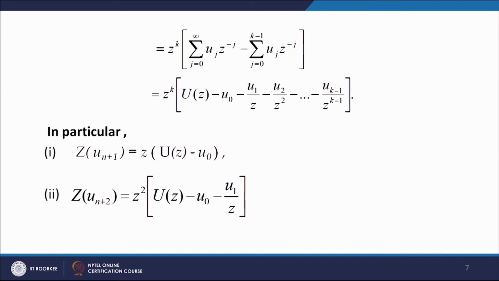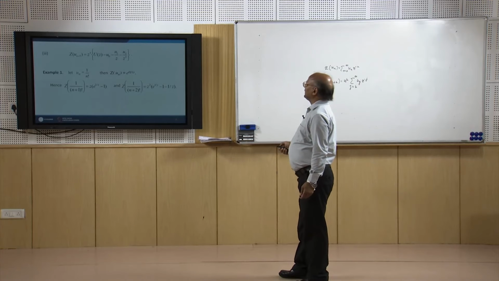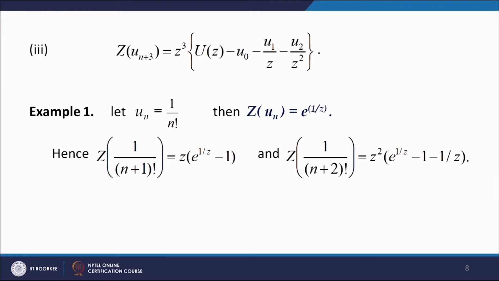Now, in particular, suppose we want to get the value of Z of u_{n+1}. So, take k equal to 1 in this expression. So, Z of u_{n+1} will be z times U(z) minus u_0, and when you take k equal to 2, Z of u_{n+2} will be equal to z square U(z) minus u_0 minus u_1 by z. And in a similar manner, when we take k equal to 3, we get Z of u_{n+3} equal to z cube U(z) minus u_0 minus u_1 by z minus u_2 by z square.